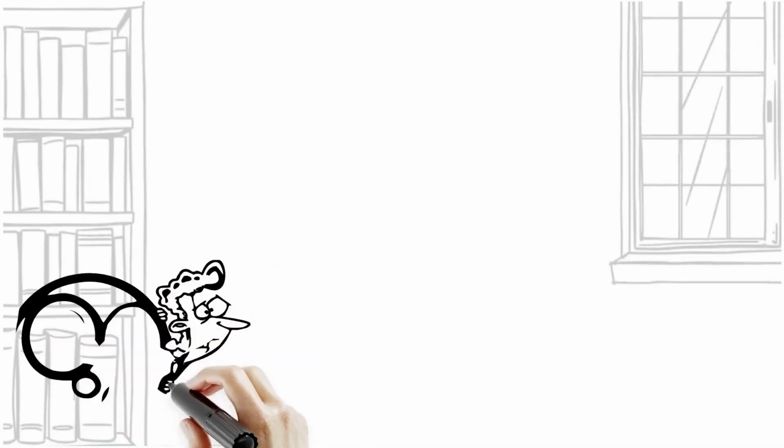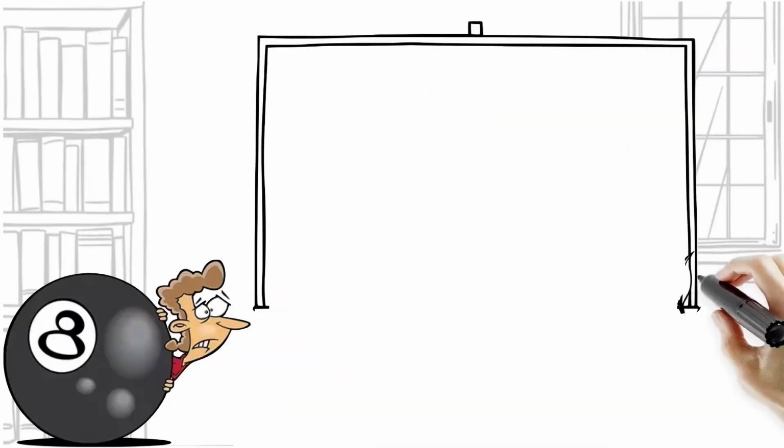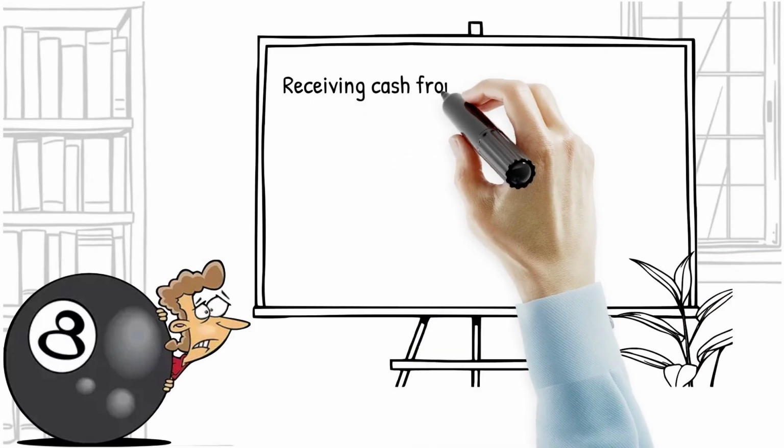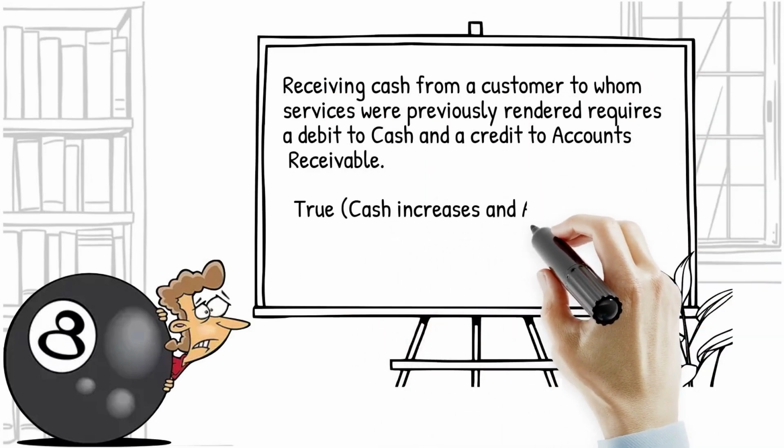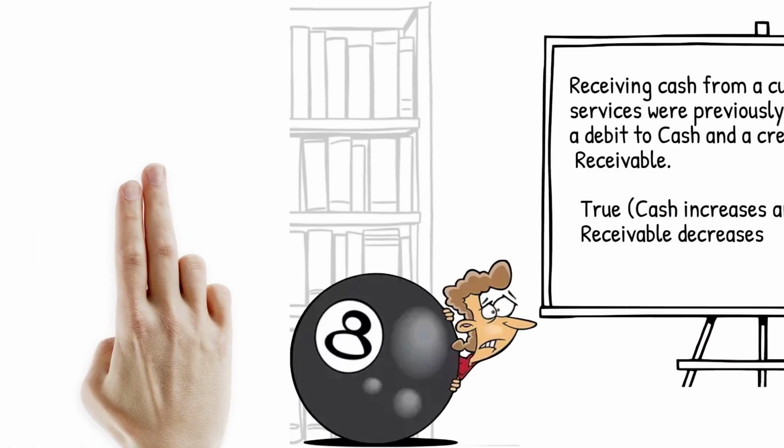Receiving cash from a customer to whom services were previously rendered requires a debit to cash and a credit to accounts receivable. True, cash increases and accounts receivable decreases.